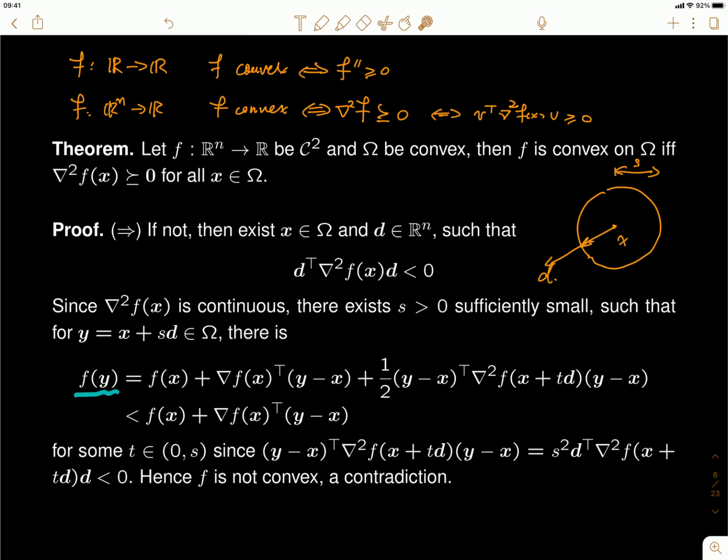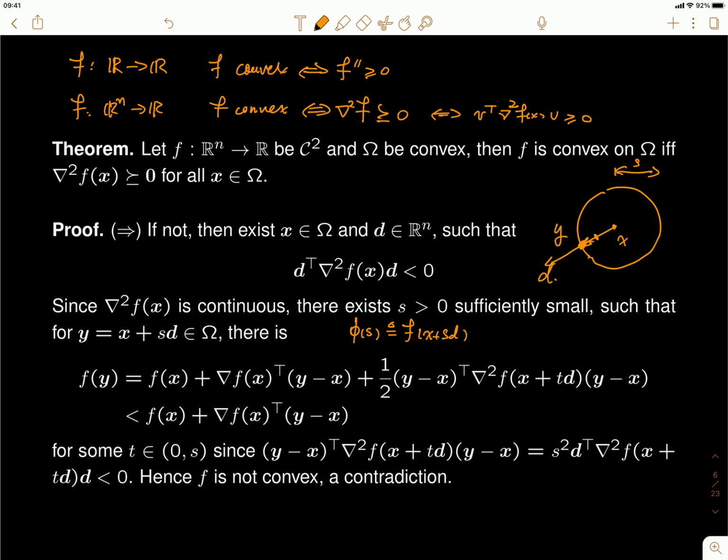So this f of y, according to the Taylor expansion, is equal to f of x plus the first order derivative plus the second order derivative, but it's evaluated at some point in between. So now here, this is the y. Okay, this is the x. And if I just think of this as a function of s only, let's say phi of s can be defined as f of x plus sd.